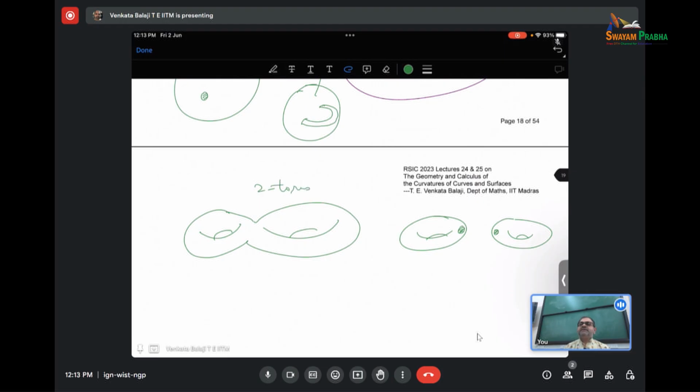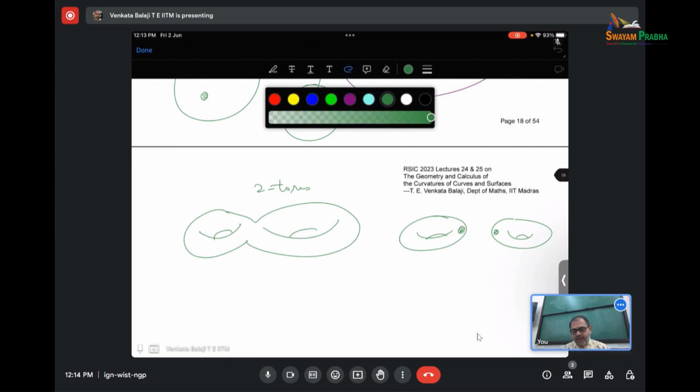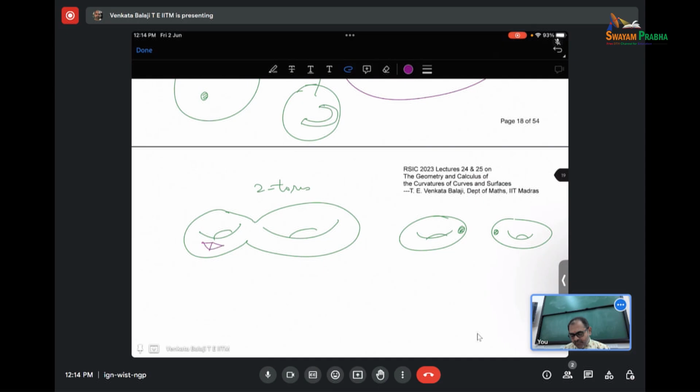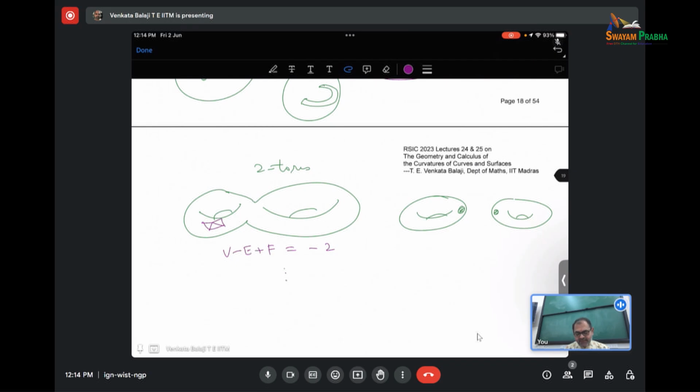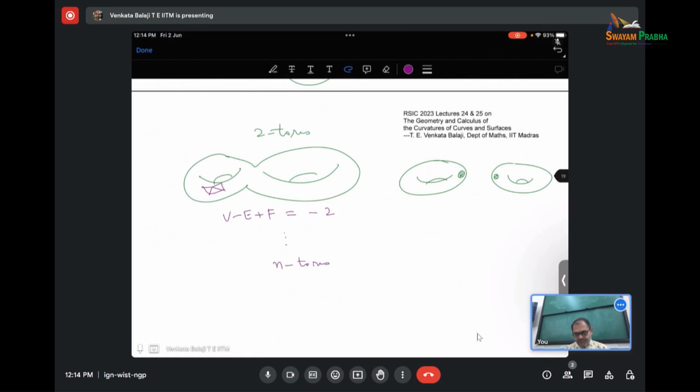So this is what is called a 2 torus. And in this case, again you can do this business of netting. You net it, you make a triangulation, calculate v minus e plus f, and you will get -2. And you can now see what's going to happen if I take the n torus, which is n of these vadas, or doughnuts, whichever you like, joined to each other, 1, 2, etc.